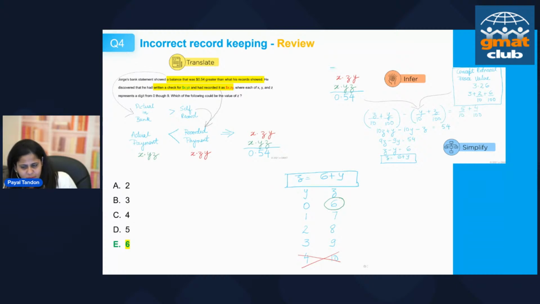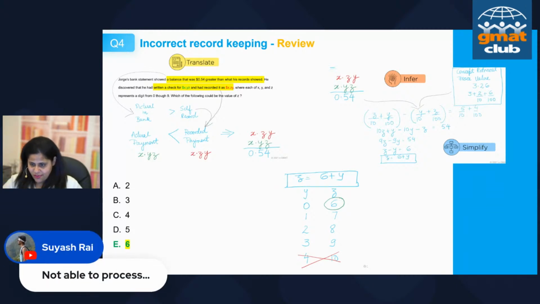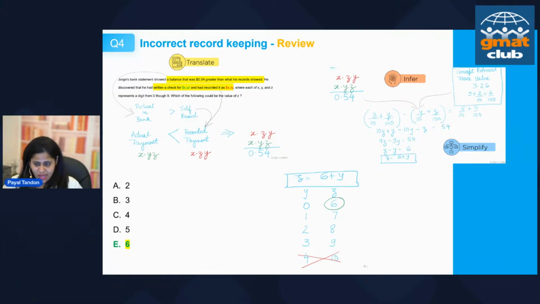Siyash, what are you not able to process? You were not able to process the information and get to x.zy minus x.yz is equal to 0.54. So again, the process skill that you need to work on is translate. So that's what you need to work on. Concept retrieval didn't even come into the picture in your processing because you were not able to get to this point. So that's a translation issue.